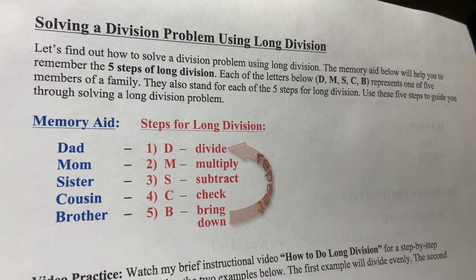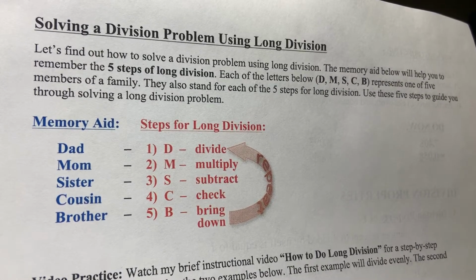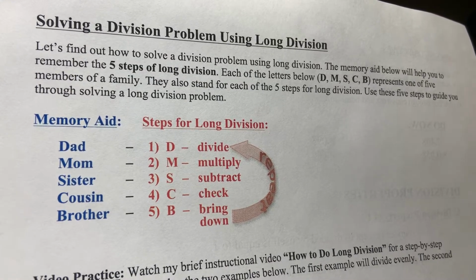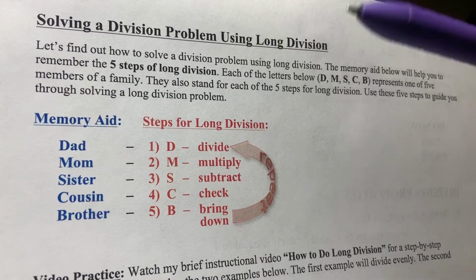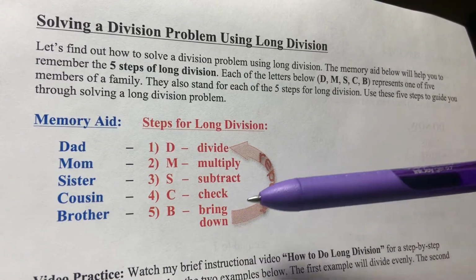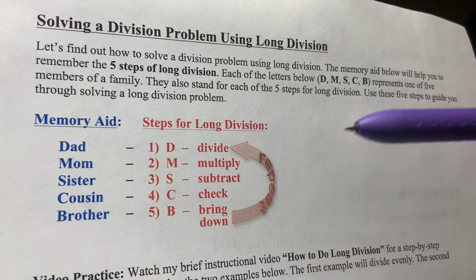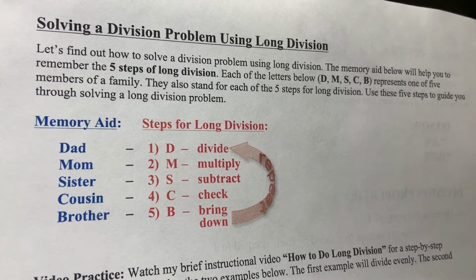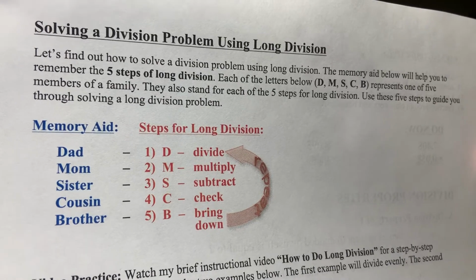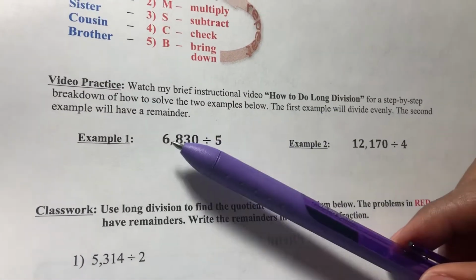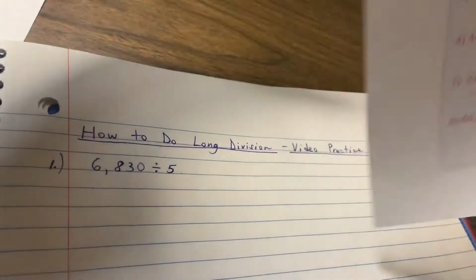So, we are going to look at some examples right now of how to do long division, and we're going to use these 5 steps when we do each problem we're attempting today. We're going to use these 5 steps, okay? All right, so let's get right into it. All right, here it is. So we have example 1 and we have example 2, and I've written them right here.